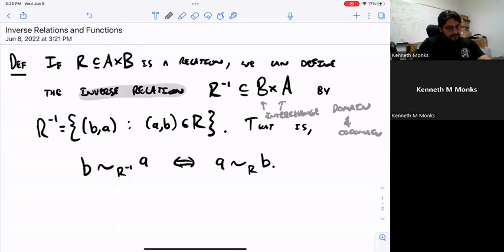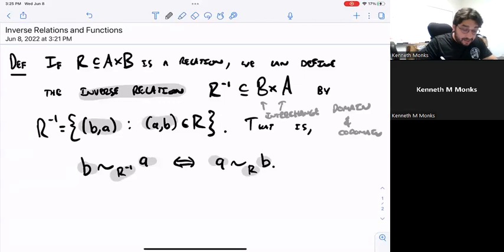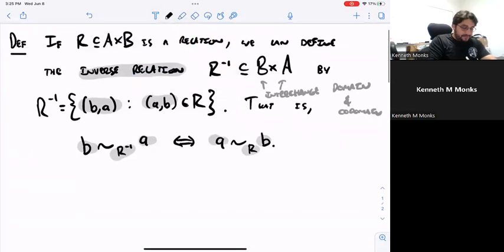And how do we define it? Well, we just say B is related to A, that is, the pair B comma A is in the relation R inverse whenever the pair A, B is in R. Or another way to say it is R inverse relates B to A whenever R relates A to B. That's another way to say it. So here's an example of an inverse relation.